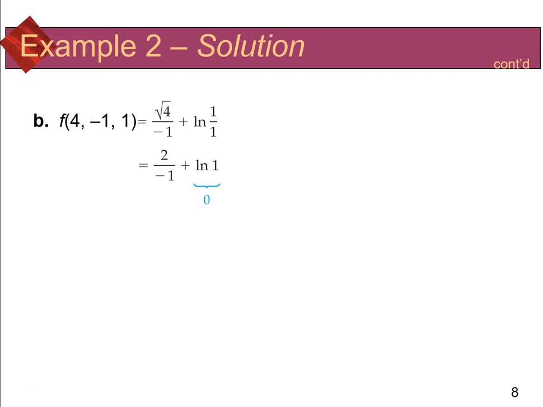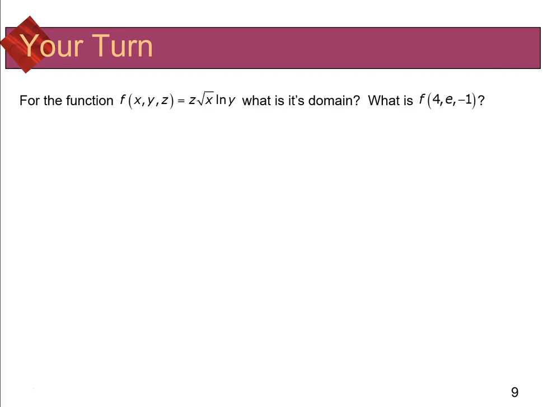Simplifying, I can see the natural log of 1 becomes 0. So I'm left with 2 over -1, which is just -2. So your turn for this function here, which is in 3 variables. What is its domain, and what is f of 4, e, -1? Or what's f of (4, e, -1)?